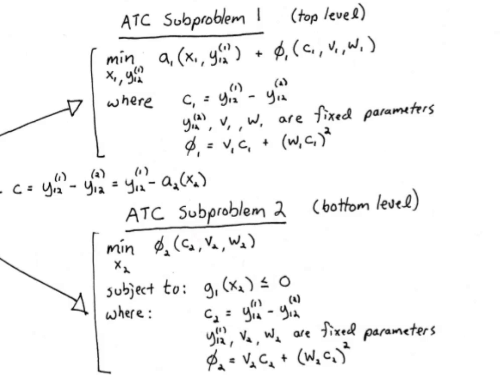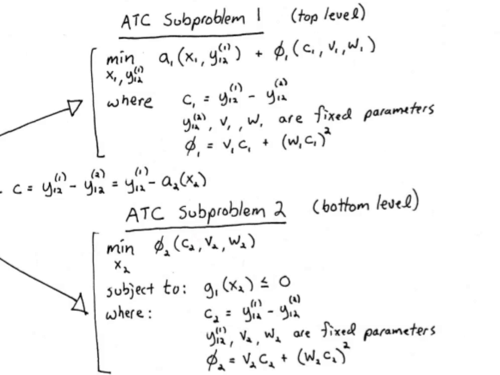We can think of the copy of y12 in subproblem 1 as the target for the output of analysis function 2 located in subproblem 2, and the copy of y12 in subproblem 2, which is the output of A2, as the response corresponding to this target. At ATC convergence, we would like the target and response to match, or in other words, we would like the consistency constraint to be satisfied.